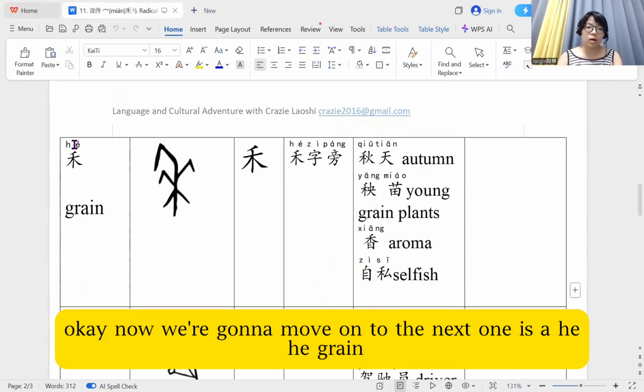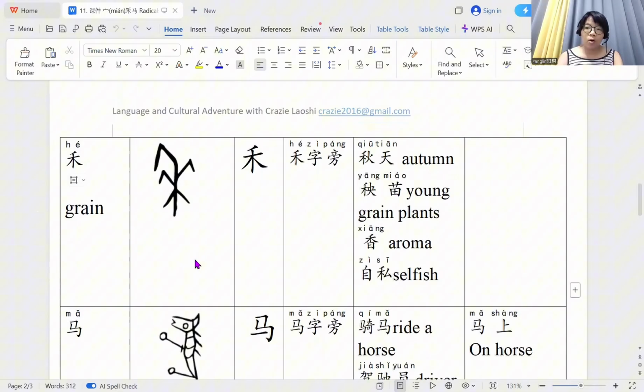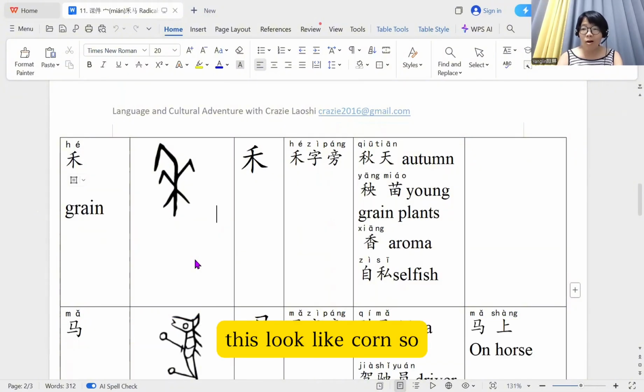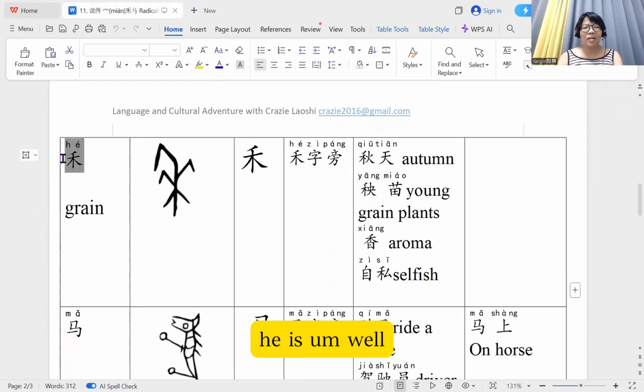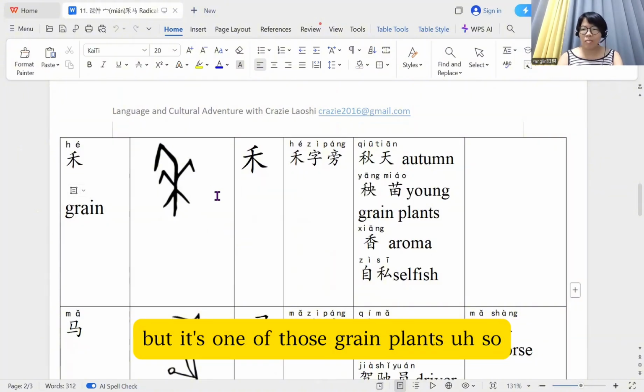the next one, 禾, grain, okay. Now look at the ancient form. You know, a lot of my students from the US would say this looks like corn. So 禾 is, well, it's not exactly the rice plant, okay, but it's one of those green plants.